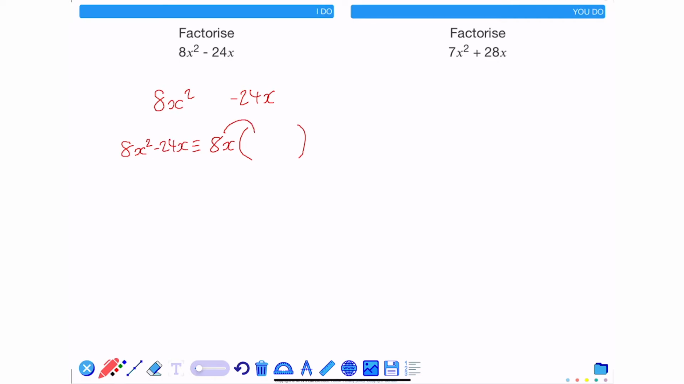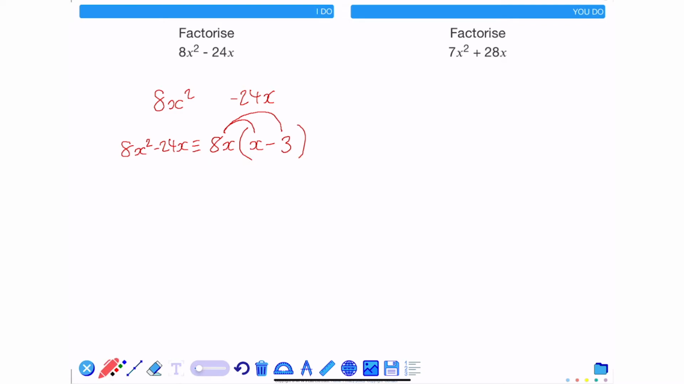So 8x times x is 8x squared, and 8x times negative 3 will give me negative 24x. I've now factorised the original expression by taking out the highest common factor, which was 8x. So my final answer is 8x lots of x minus 3.